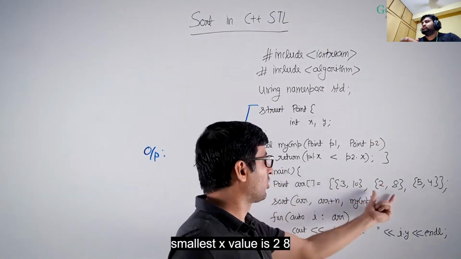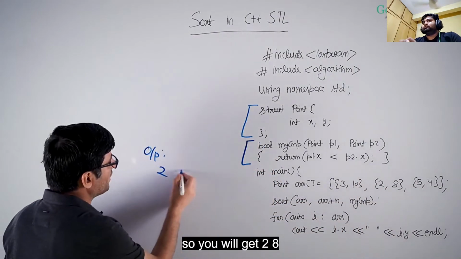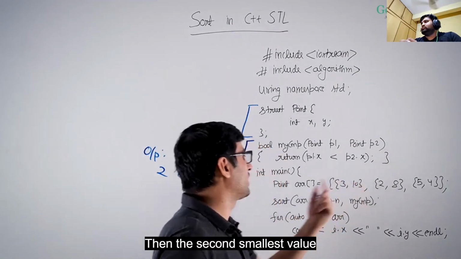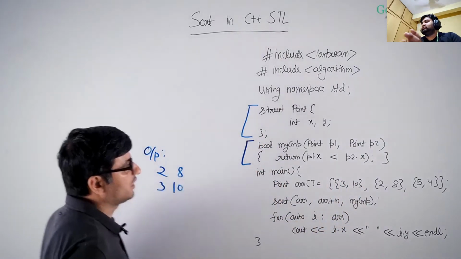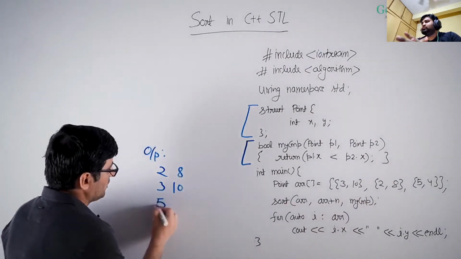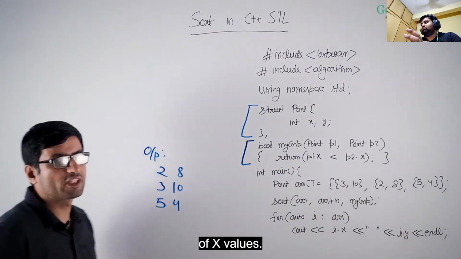So the first smallest x value is 28. So you will get 28. Then the second smallest value, 310. Then the last value, 54. So your points are sorted in increasing order of x values.